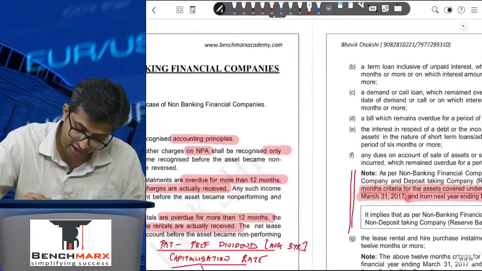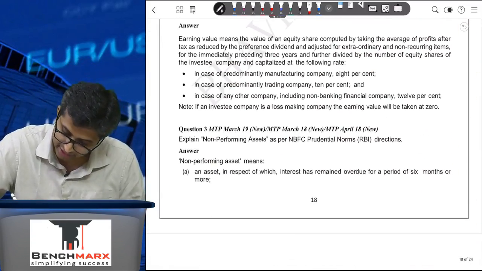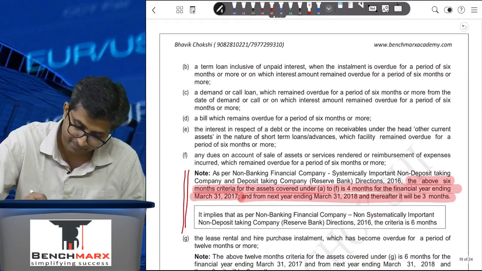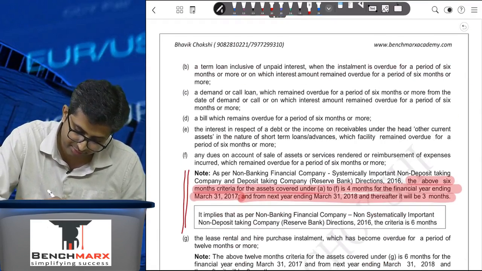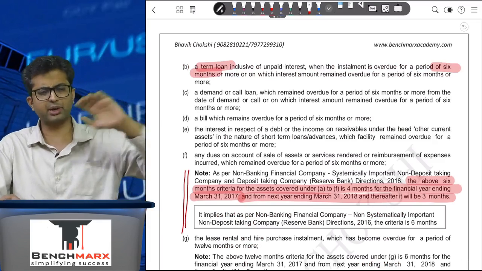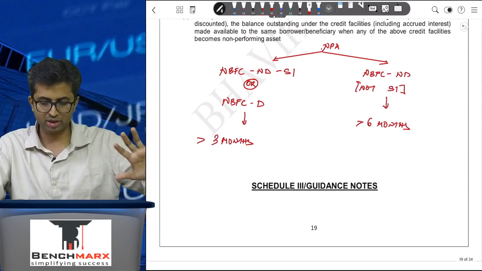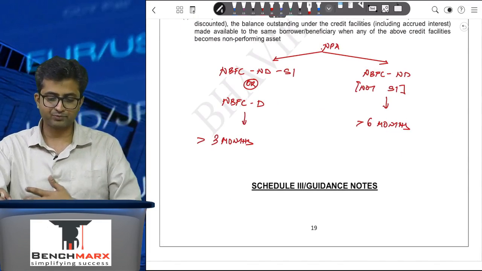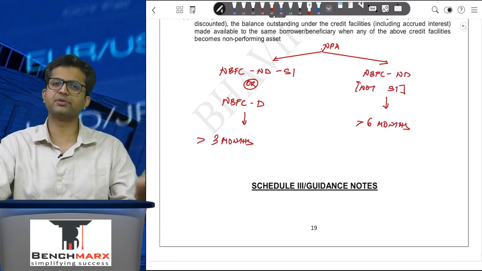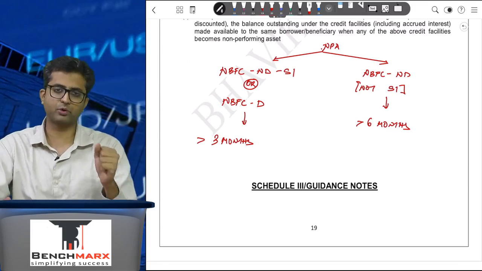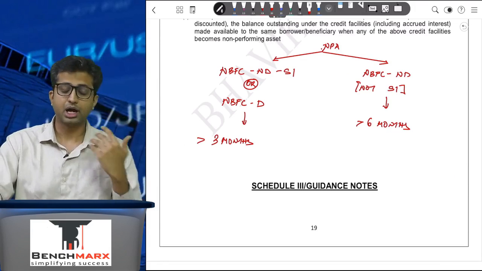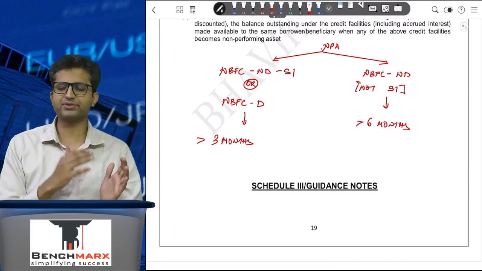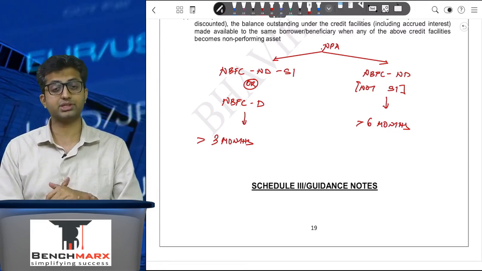If you see ahead, everywhere here it will be written that interest has remained overdue for 6 months. Principal term loan overdue for a period of 6 months. This is all from point A up to point F, 6 months for a non-deposit taking NBFC, which is not systematically significant. It is greater than 3 months for a deposit taking NBFC, and a non-deposit one with systematic significance.